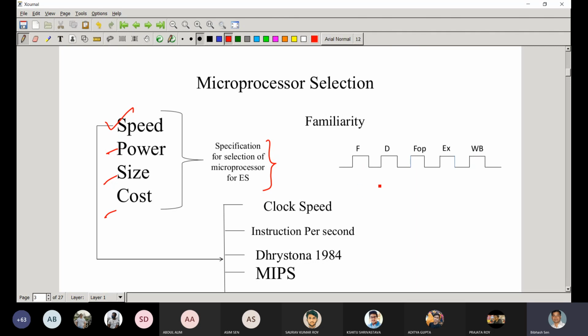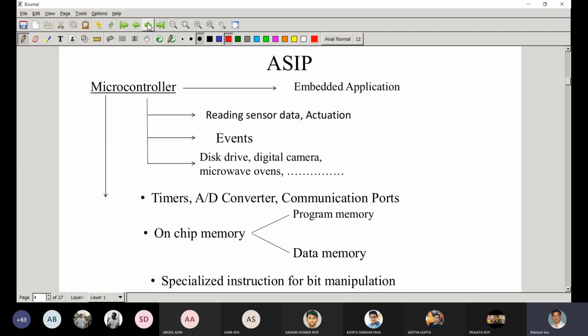In every clock cycle there is fetch, decode, fetch of operand, execution, and then write back. So these are the different phases of operation going on per clock cycle. So instructions per cycle, instructions per second, and clock speed are very important. And I have already mentioned that these are the benchmarks for processor design or processor architecture, with which we can compare. That also I covered in the last class.